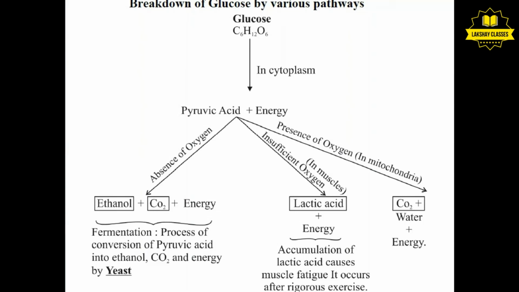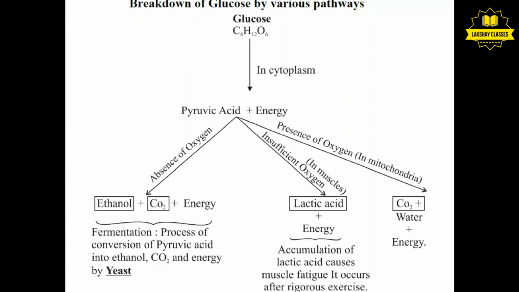Now when there is ample supply of oxygen, that is aerobic respiration, which generally occurs in mitochondria, this pyruvate or pyruvic acid will release carbon dioxide, water and energy. A very large amount of energy is released, that is 38 ATP molecules. Then pyruvic acid, in case of muscle, when a person is doing very heavy exercise, there is limited supply of oxygen in the muscle, due to which pyruvic acid gets broken down into lactic acid and energy. Here very little energy is released, around 2 ATP molecules.